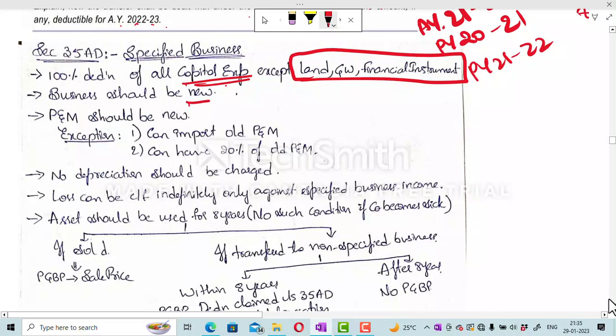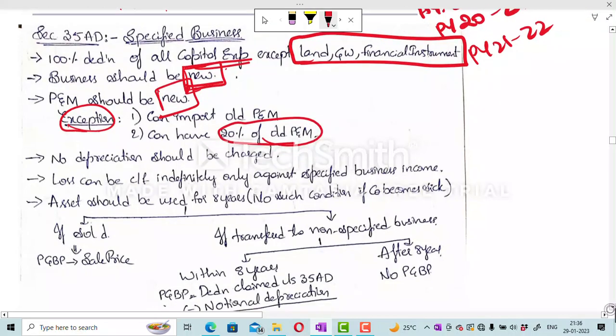Okay, but the business should be new. It should not be out of splitting, amalgamation, demerger, anything like that. A newly, freshly started business should be there, and the plant and machinery should be new. But there are two exceptions for plant and machinery. One is, it can import old plant and machinery. Even though it is old plant and machinery, if we import that, we can take the deduction for that. And from the total assets, 20% can be old.